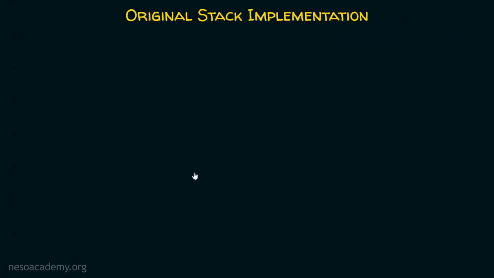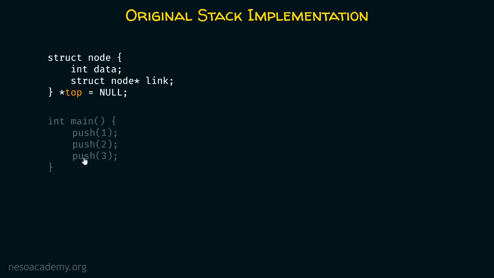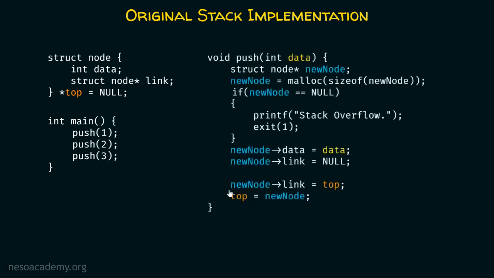Now, let's try to implement our original stack. Okay, it's very simple. First, we have to declare a struct node. This is important. And we can have a global declaration of the top pointer, and the top pointer is currently holding null. You can see this. In the main function, we have to call push thrice because we want to insert these 3 elements onto the original stack. First 1 must be inserted, then 2 and then 3, right? And this is how our push function looks like.